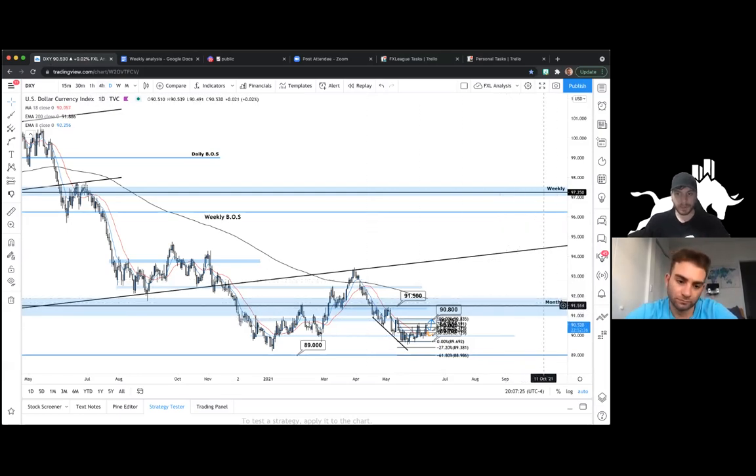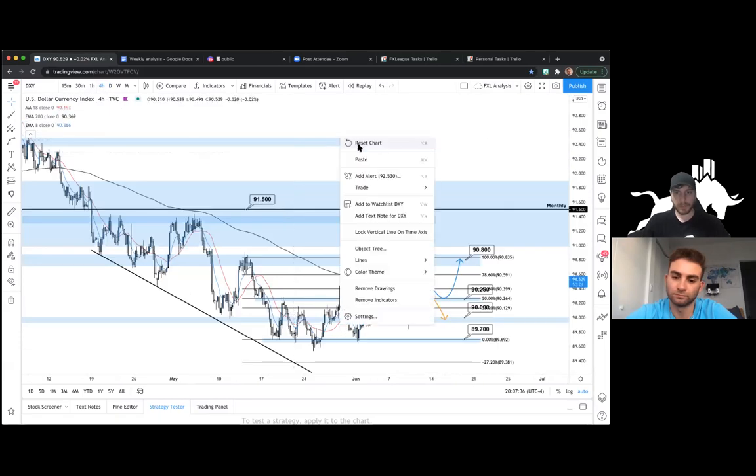We are below our key level here, which is kind of acting as the pivot point for this trend. As we're below it, we're bearish. As we're above, we're generally bullish. So that level is 91.5, our monthly zone. So now let's go to the 4-hour.